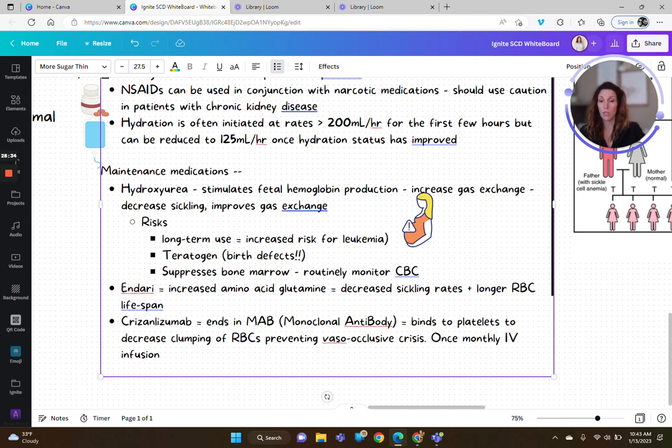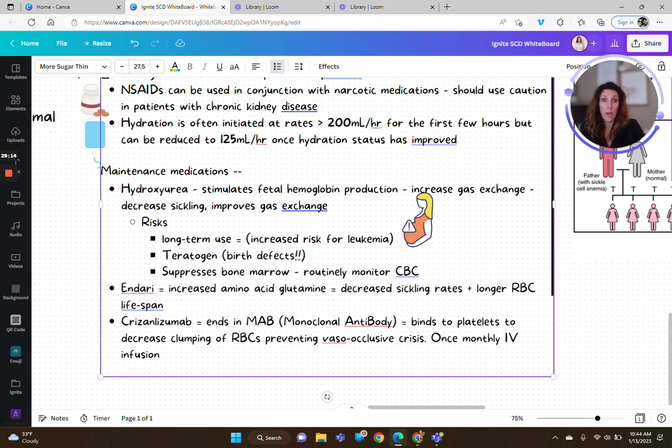Okay. So the risks associated with hydroxyurea. Long-term use can cause an increased risk for leukemia, okay? Obviously we don't want our patient to get leukemia, but how would I know if my patient had leukemia? Leukemia is cancer in the blood cells, and so our patient who has leukemia is typically going to have a really high white blood cell count. So in a patient who's taking hydroxyurea, we should probably be looking out for a really high white blood cell count.